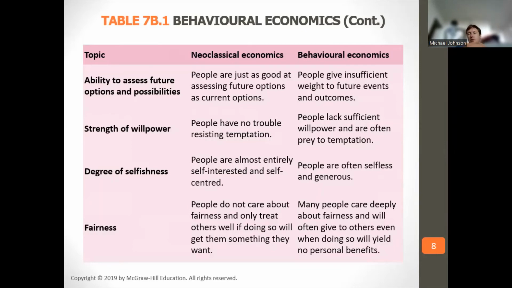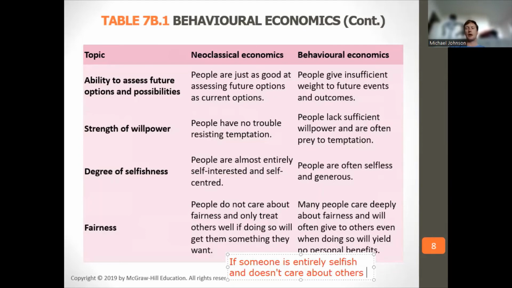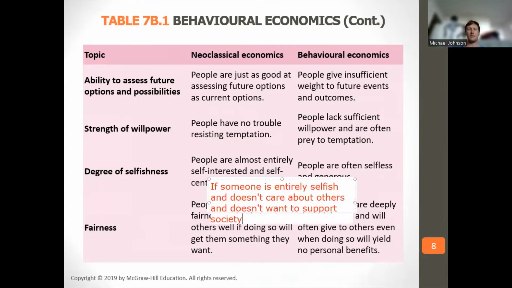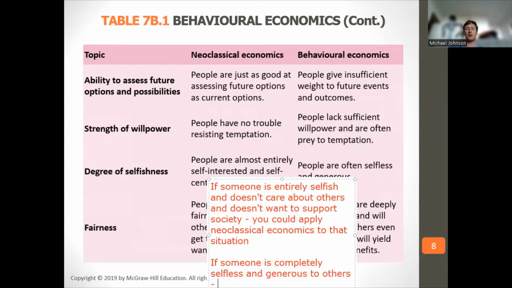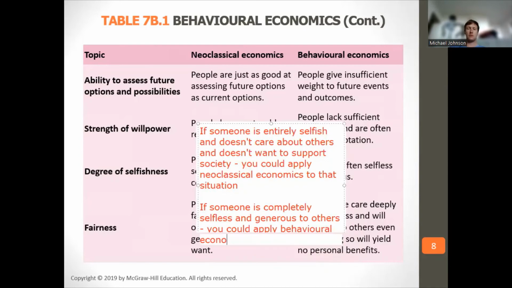You just have to determine it on a case by case basis. If you can tell that someone's very selfish, which you could potentially tell based on their behavior, if someone is entirely selfish and doesn't care about others and doesn't want to support society, you could apply neoclassical economics to that situation. But if someone is completely selfless and generous to others, you could apply behavioral economics to that situation. So yeah, you need to just do it on a case by case basis.